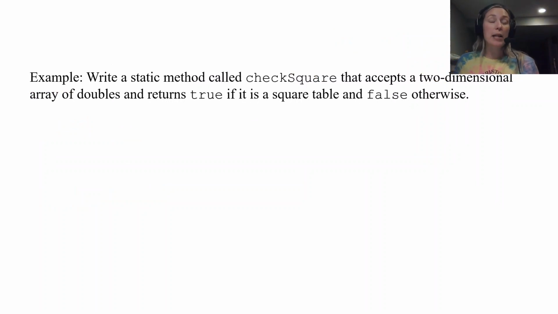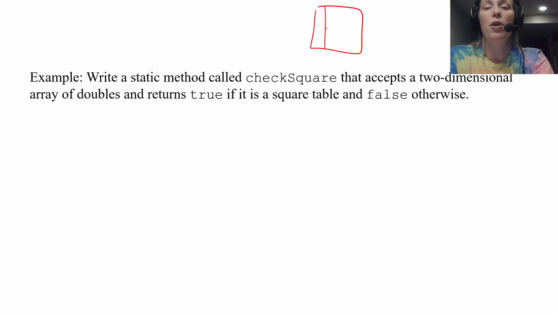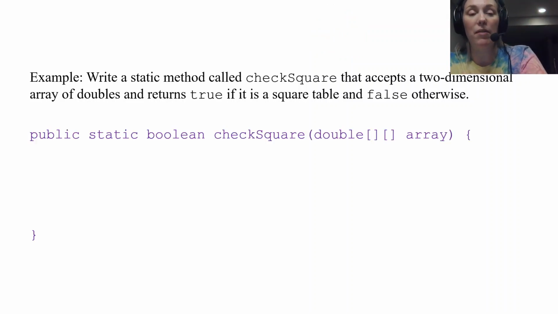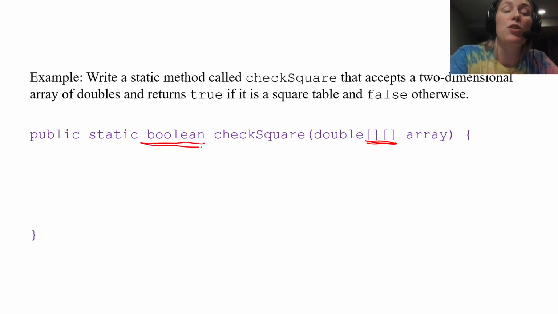So here's a quick example using it. We'll use it a lot more in the next lesson, but here's a method that we need to write. Again, it's a small method called checkSquare that accepts a two-dimensional array of doubles and returns true if it is a square table. So remember, a square table would be the same number of rows and columns, right? Anything else would be rectangular, but a square has the same number of rows and the same number of columns. So this is what it's going to look like when you're working with two-dimensional arrays as a parameter. Very much the same as it is with one-dimensional arrays. It's just now you signal it's a two-dimensional array by those two sets of square brackets. And you're going to return a boolean true if it's square and false if it's not square.